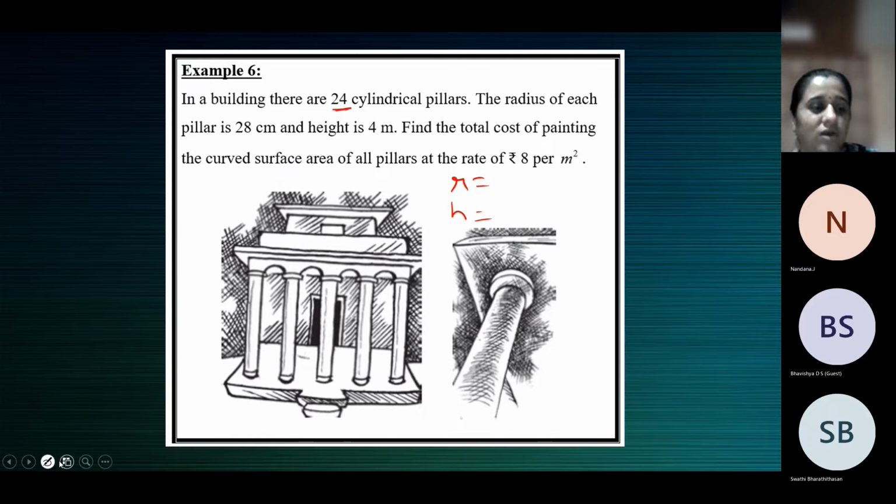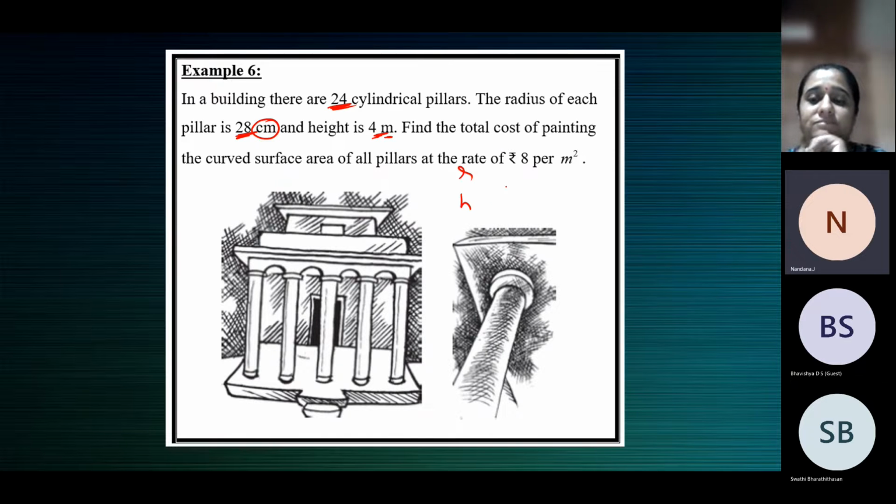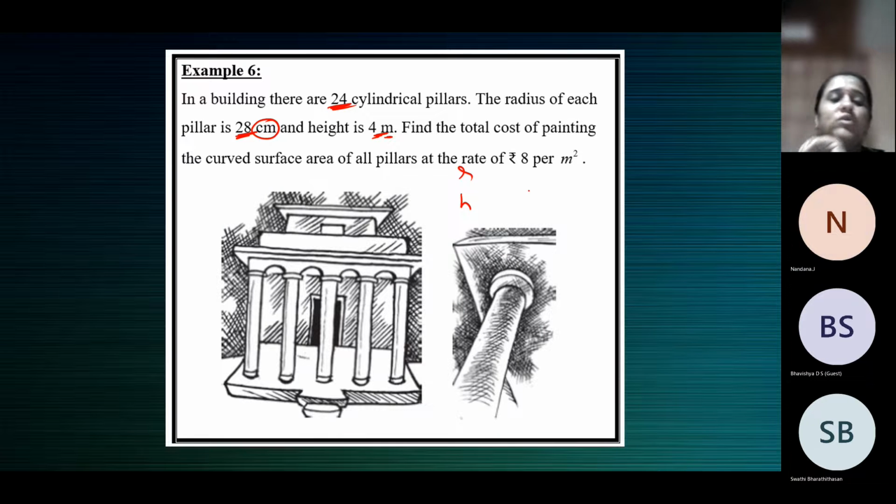And you have the radius and you have the height. So see, it's so easy. There are 24 pillars. Radius is 28 and height is 4. But the thing is, the radius is in centimeter and the height is in meter. That you should handle correctly. We can convert the centimeter into meter, or meter to centimeter. Both radius and height should be in the same unit. It can be any unit, but it should be the same unit.